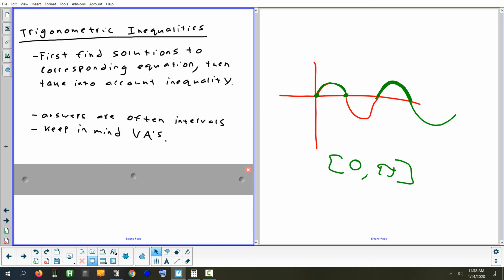Keep in mind vertical asymptotes. If there's a vertical asymptote in a problem, it's going to be pretty easy to find. It's not going to be a vertical asymptote that comes out to like a weird number. It'll be like 0, pi, 2 pi. Okay, it'll be an easy one to find. And that's important because when you're writing an interval, you can never equal a vertical asymptote. So what's the symbol we use on an interval if it can't equal? Parentheses. Yeah, use parentheses.